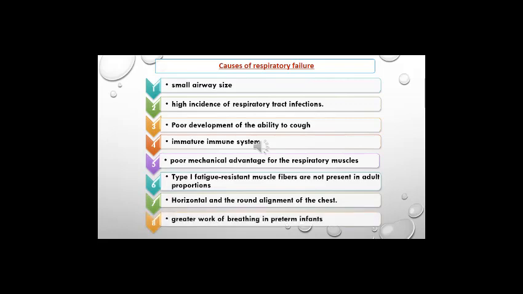It is important to mention the causes of respiratory failure. من ضمنهم small airway size, high incidence of respiratory tract infections, poor development of the ability to cough, طبعا immature immune system, poor mechanical advantage for the respiratory muscles, وعندنا برضو horizontal and round alignment of the chest, and greater work of breathing in preterm infants.